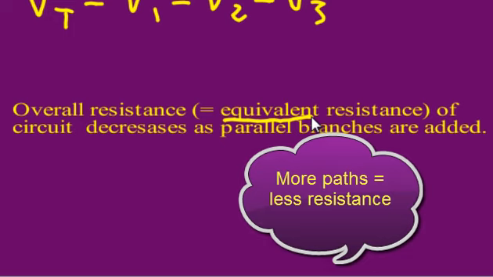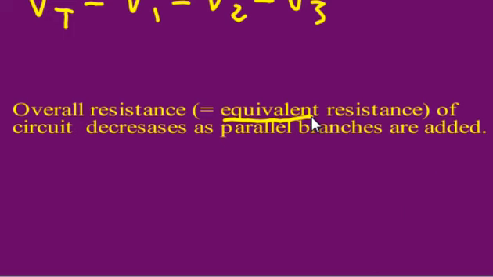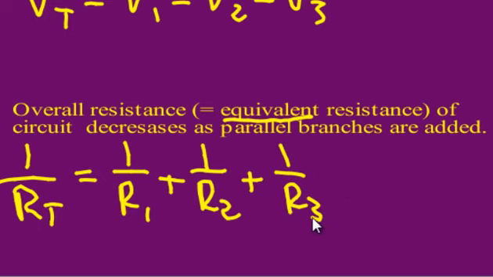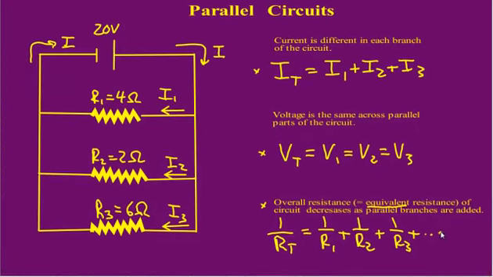So we need a math relationship where when we add more R's, the overall number actually gets less. And what that looks like is this, and this is a new relationship: 1 over R total equals 1 over R1 plus 1 over R2 plus 1 over R3. We're just going to add the reciprocals like that. And this equation works for however many resistors you have. That's called the equivalent resistance of a parallel circuit.